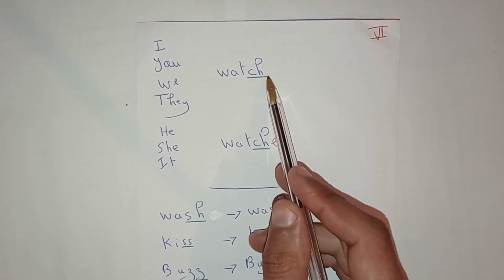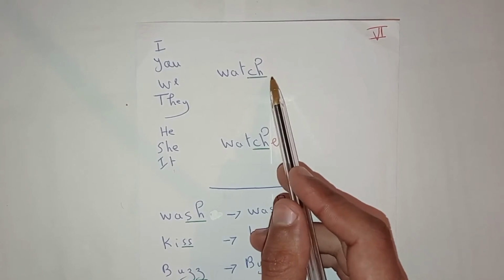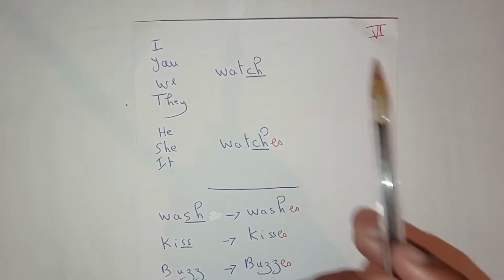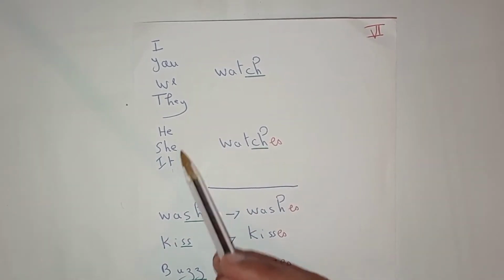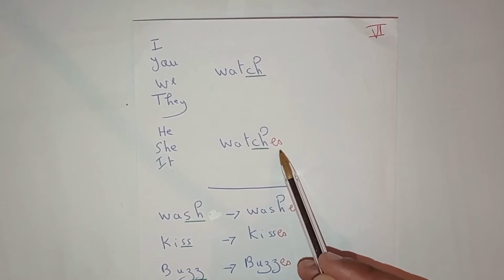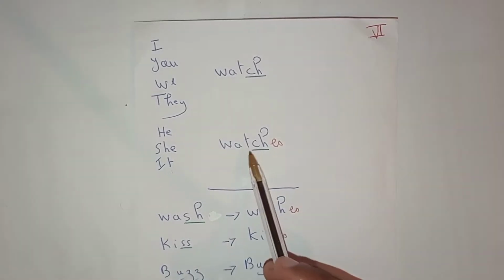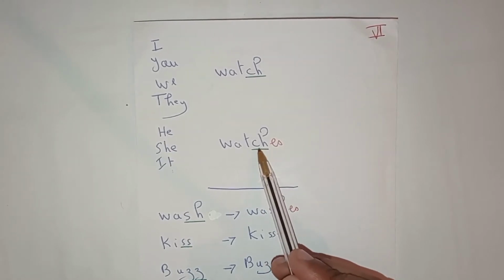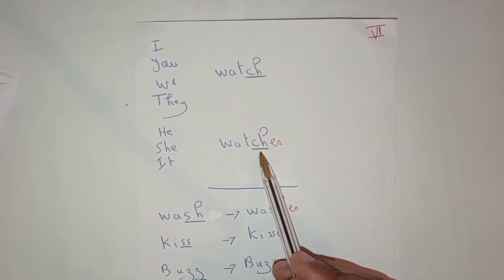Once again, there is no ES here. I, you, we, they, we don't have an ES here. And we have an ES here in he, she, it. So in he, she, it, the verb takes an ES. Why does this verb have an ES? Because it ends in CH.